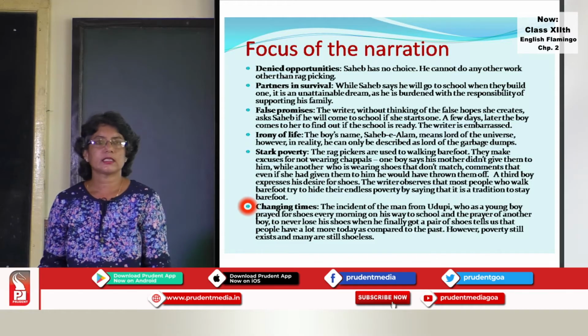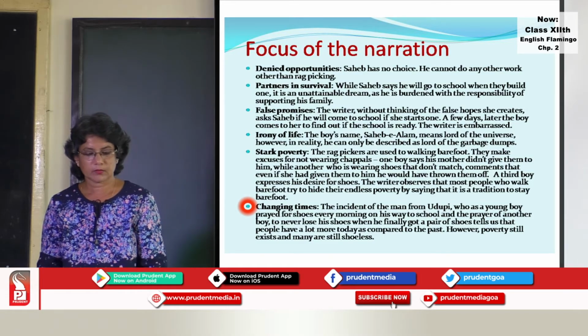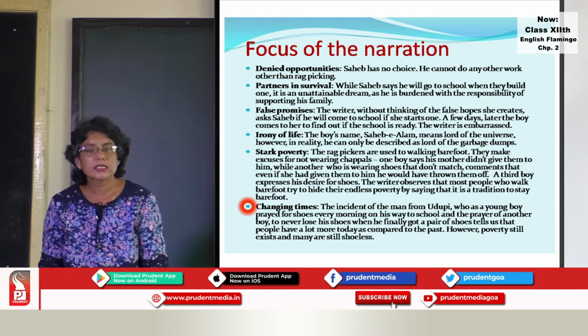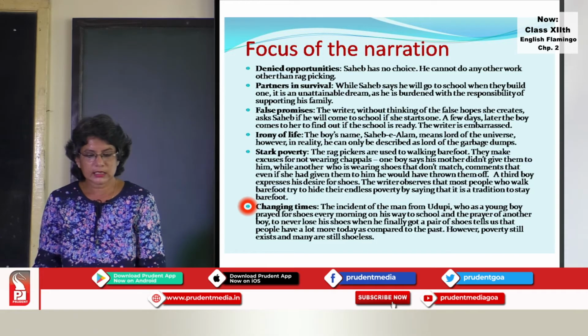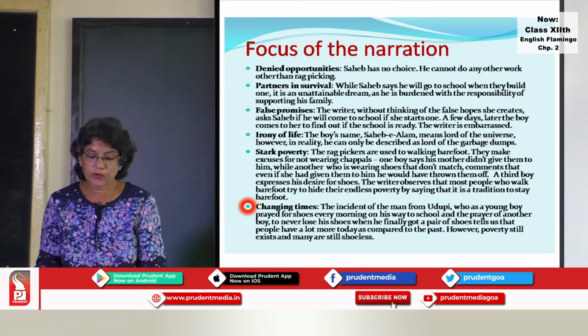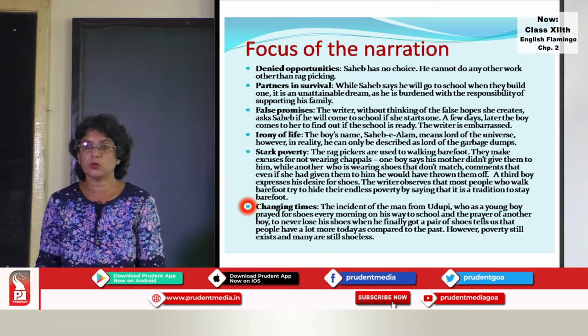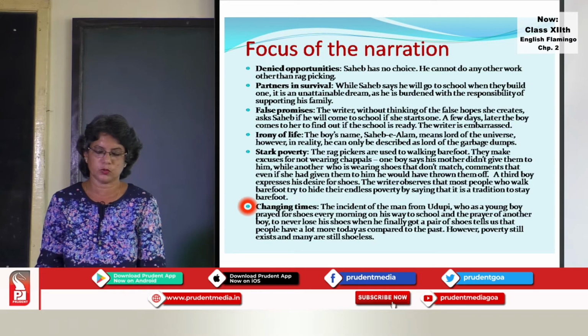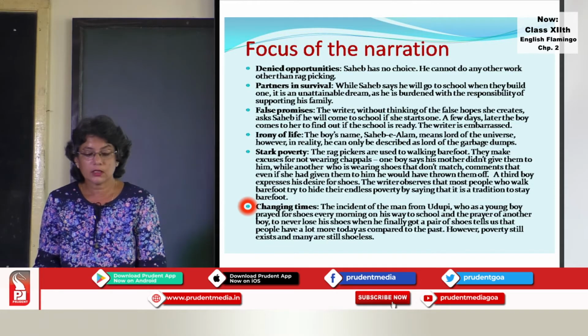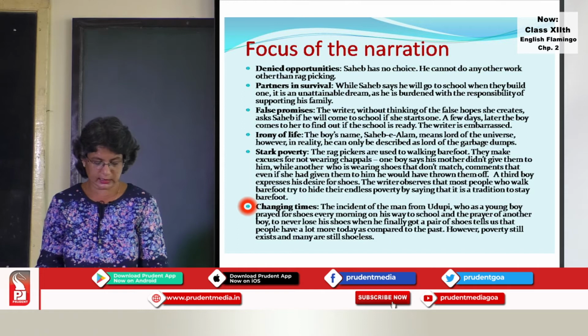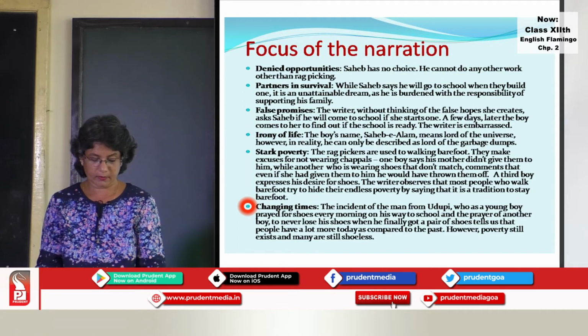We can notice that times have changed. However, people are still poor and still walk barefoot. The incident of the man from Udupi, who as a young boy prayed for shoes every morning on his way to school, and the prayer of another boy that he should never lose his shoes after he finally got a pair of shoes, tells us that people have a lot more today as compared to the past. However, poverty still exists in the country.